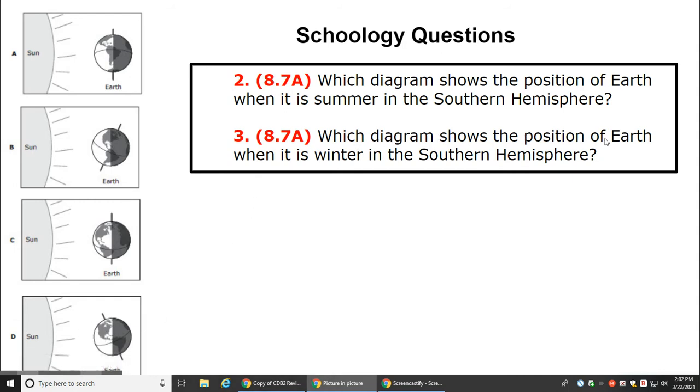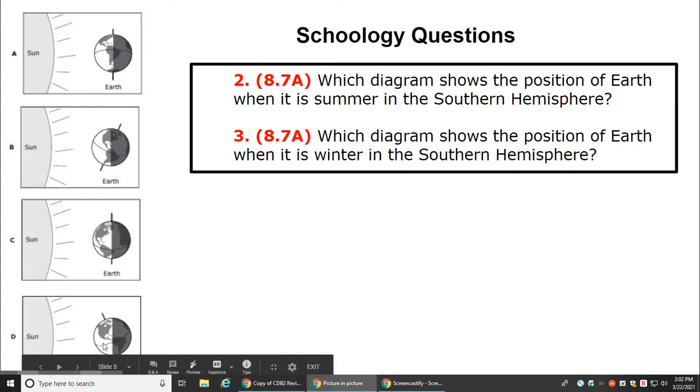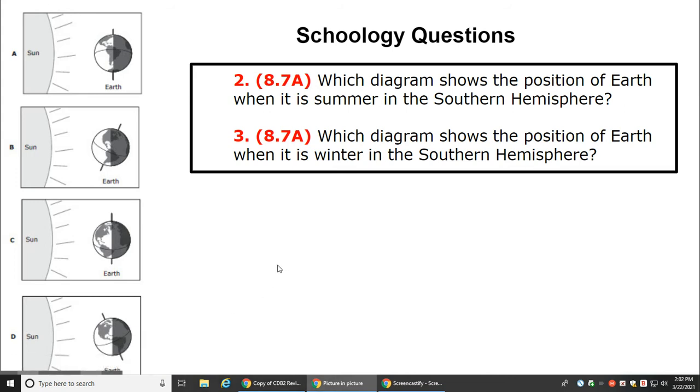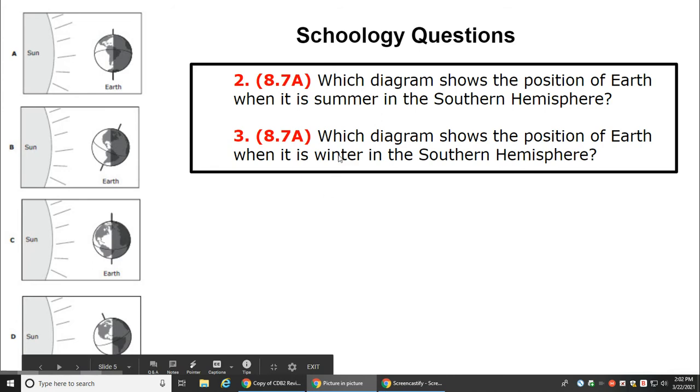Which diagram shows the position of Earth when it's winter in the southern hemisphere? So your bottom part below the equator is the southern hemisphere that's tilted away from the sun. So we are having winter.